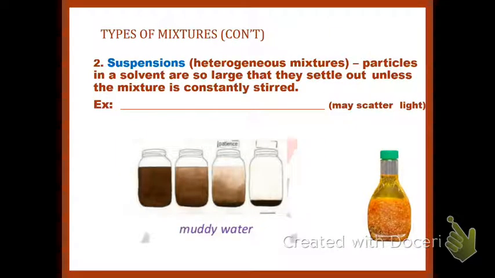Suspensions, of course, have particles so large that they settle out unless they're constantly stirred or agitated. So there's some examples: muddy water, salad dressing, Italian salad dressing, Lucky Charms would be a heterogeneous mixture. Salad, paint, those are all examples of heterogeneous mixtures of a suspension.